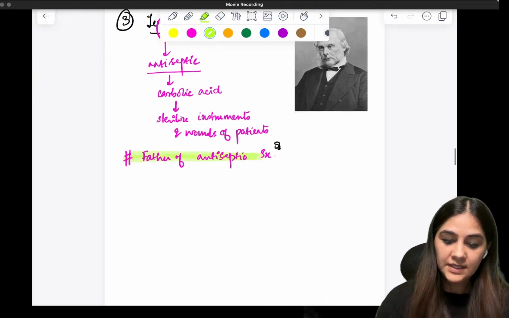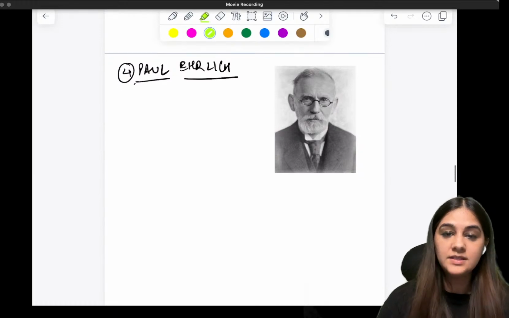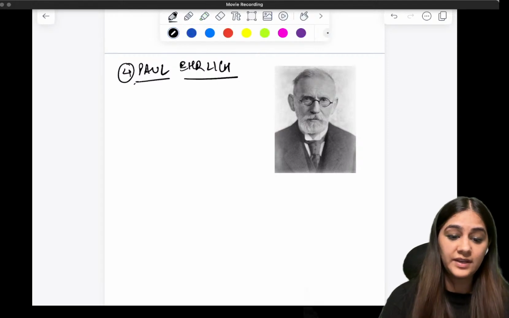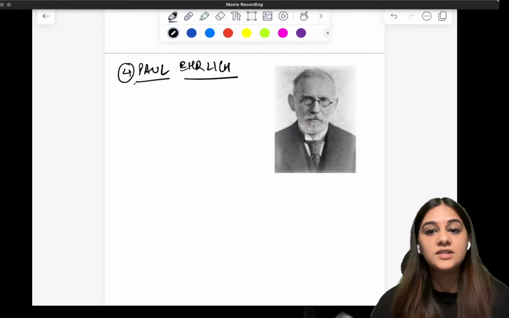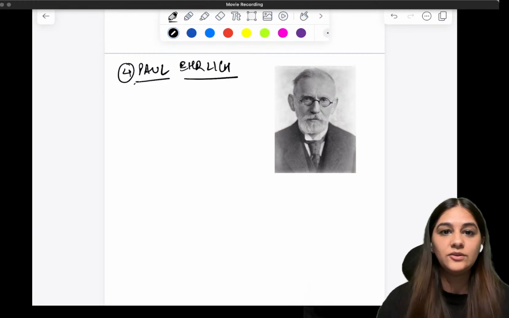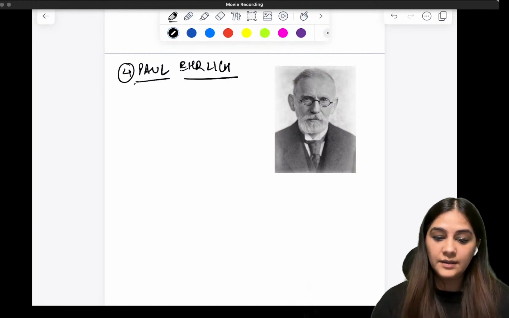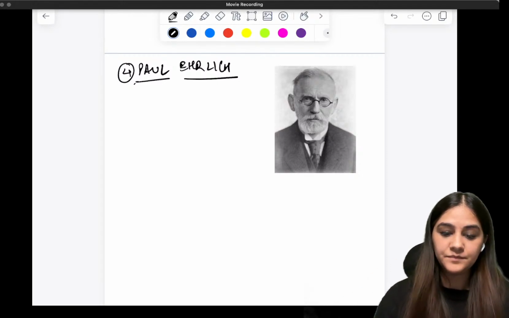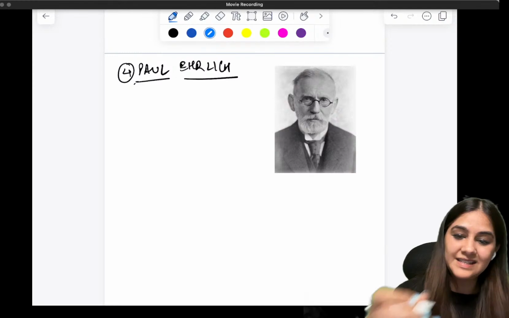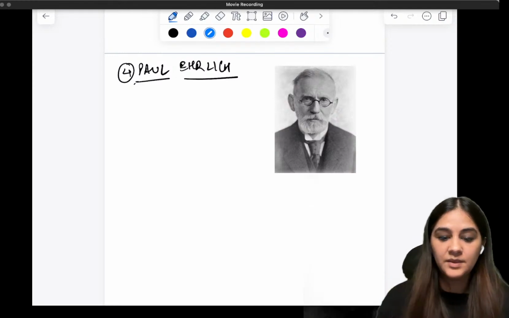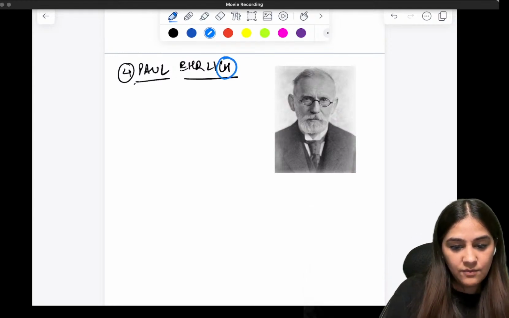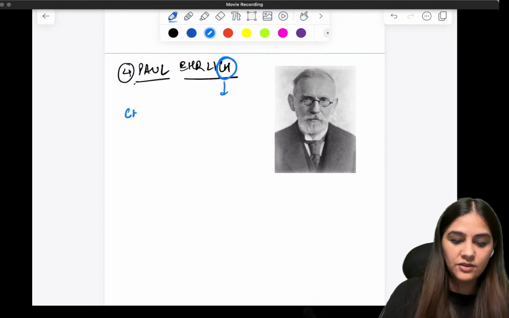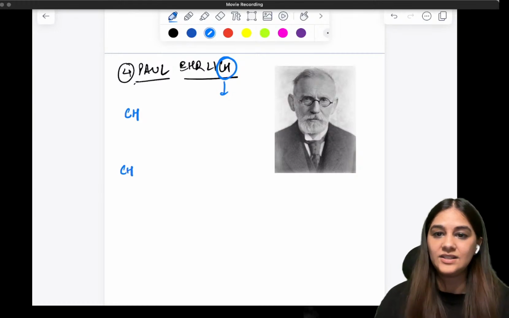So the next scientist that we are going to come to is Paul Ehrlich. He is also a very, very important scientist because he gave us a lot of theories and a lot of different organisms also. So how do we remember him? Right from his name only, we will try to have some mnemonic. The mnemonic comes from CH, Paul Ehrlich, CH. What did he do with the CH? There were two things that he gave us with the CH.